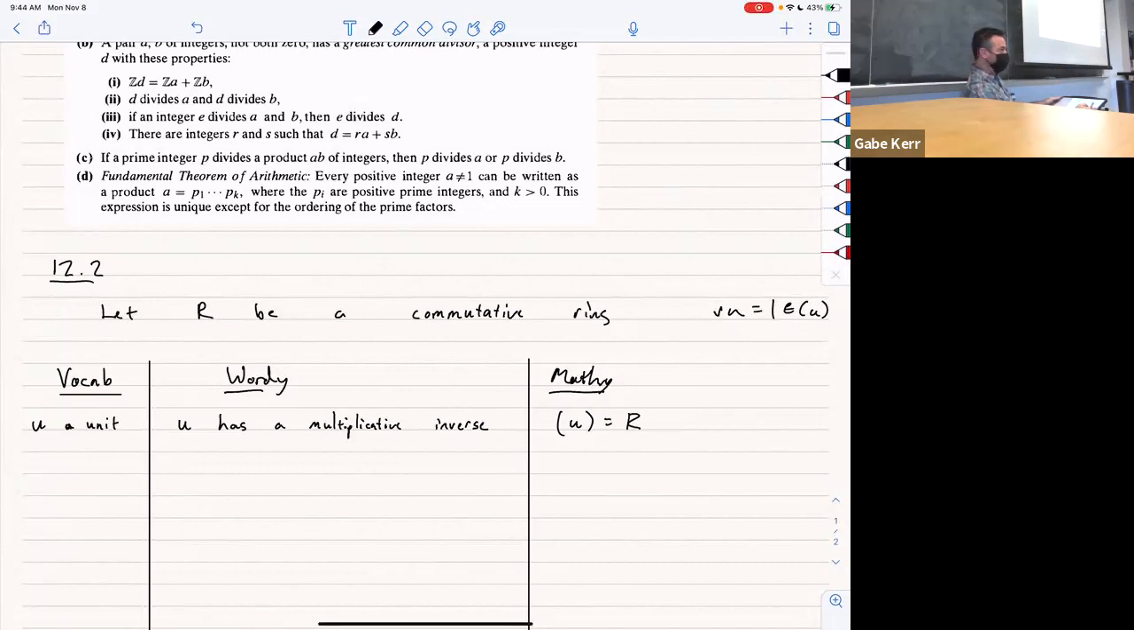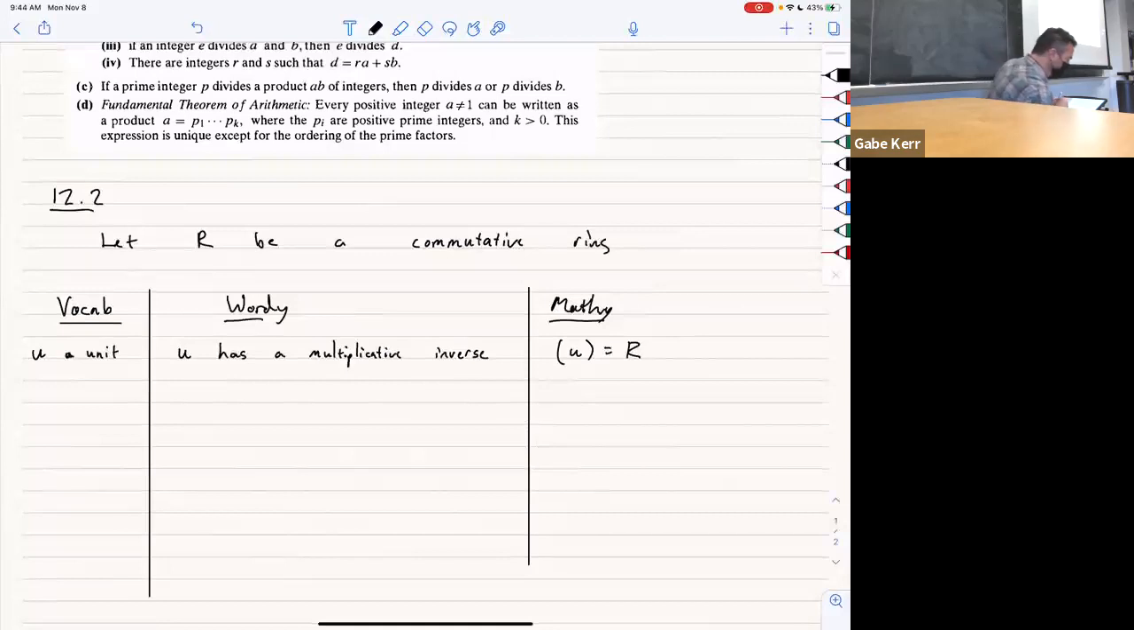So to say U is a unit, we can say U has a multiplicative inverse. That has a lot of words in it. Or we can write the principal ideal of U equals R. You should know both. You should be able to handle both.